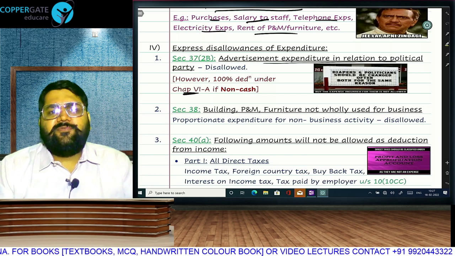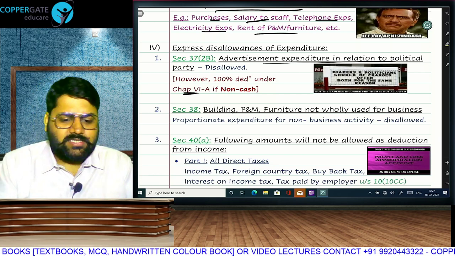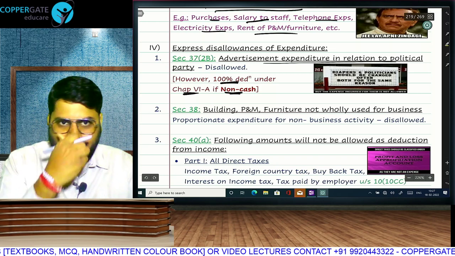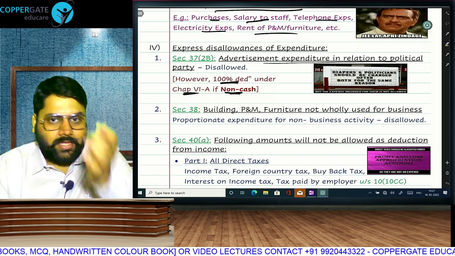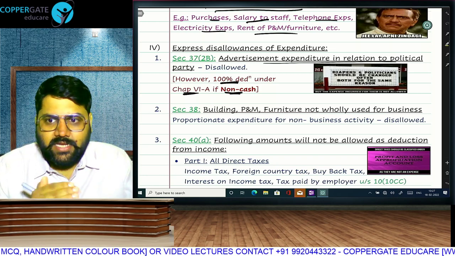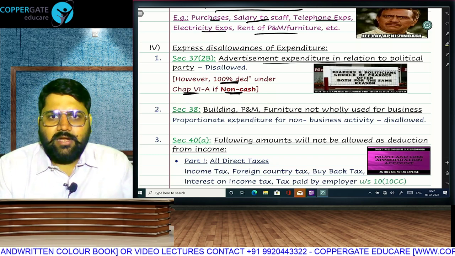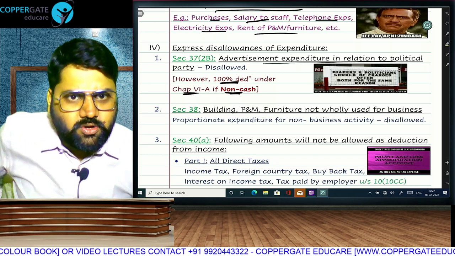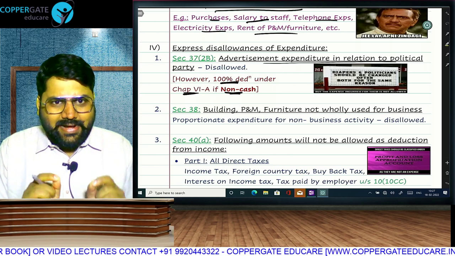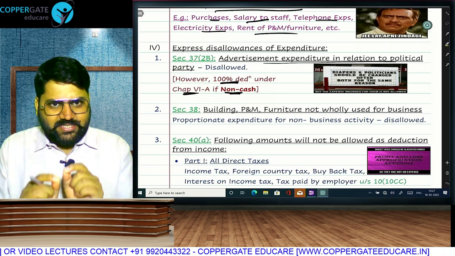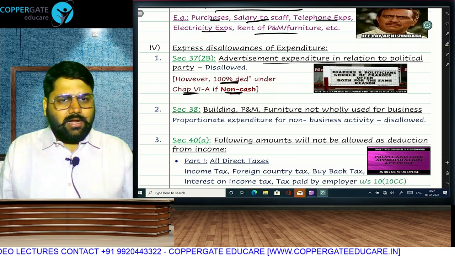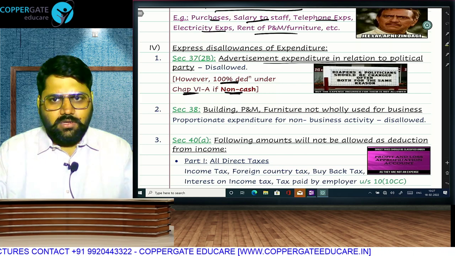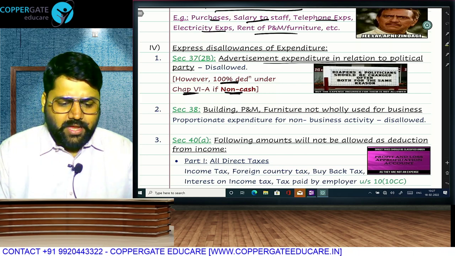Deduction 80 GGB for companies, 80 GGC for other assesses. 100% deduction will be given, but only if the donation is in a non-cash mode. Only if the donation is in a mode other than cash, then 100% deduction of the donation will be allowed. So in PGBP, you will add whether check or cash. PGBP, you add. And chapter 6, if it is cash, then don't allow. Otherwise, you will allow. It's a fixed adjustment which comes for about 2 marks every exam.